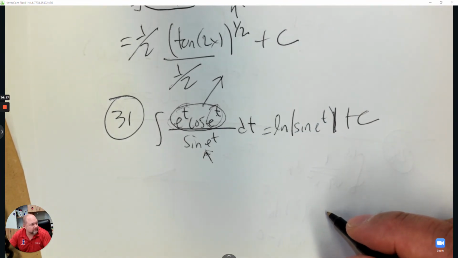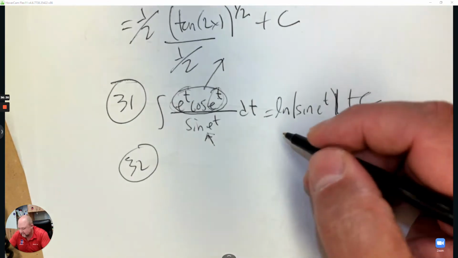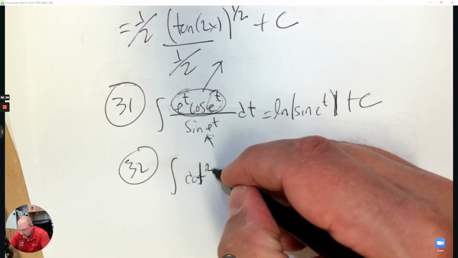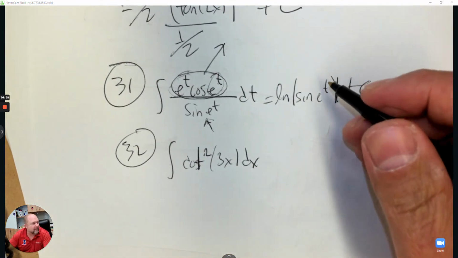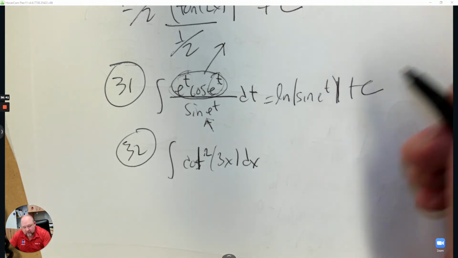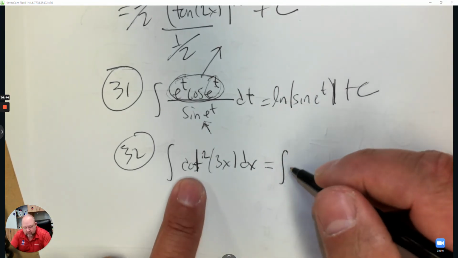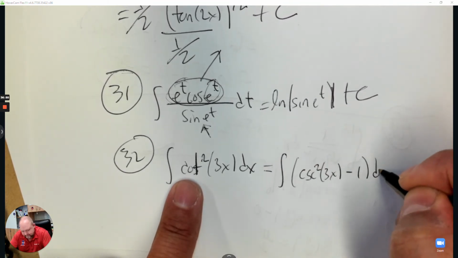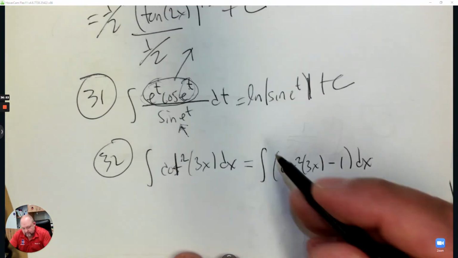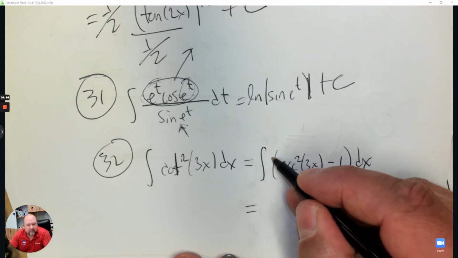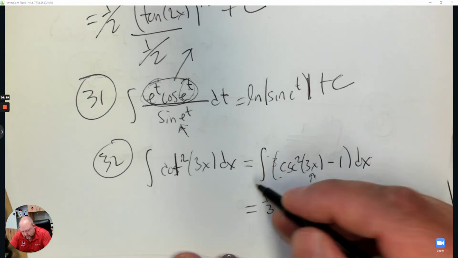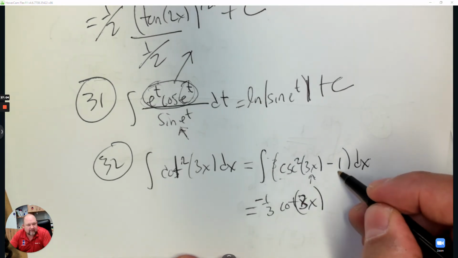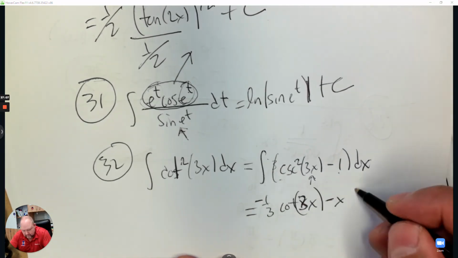Number 32. If you see it, it's easy. You only see things as you practice. Cotangent squared 3x dx. This is going to require a trig identity. So cotangent squared is equal to cosecant squared minus 1. The hook here is 3, so I need a 1/3, and the derivative rule is negative cotangent 3x, and then the antiderivative of negative 1 is negative x plus c.